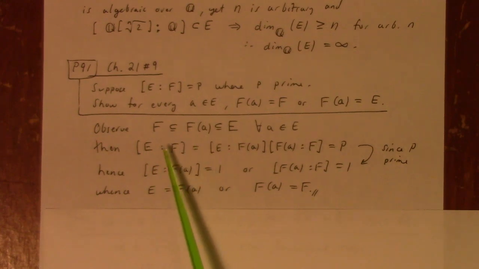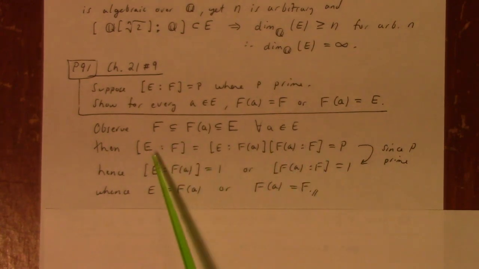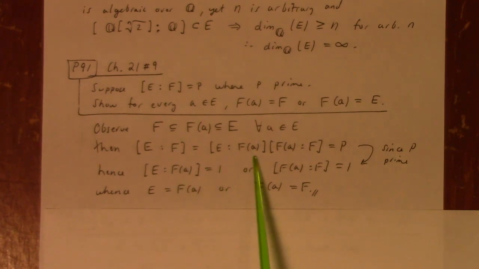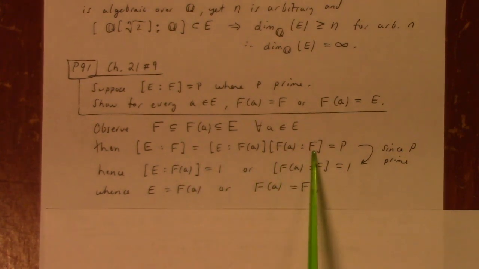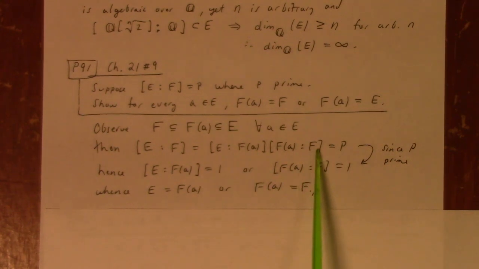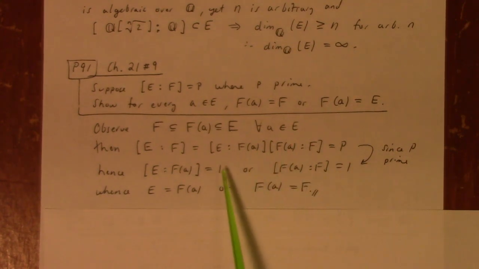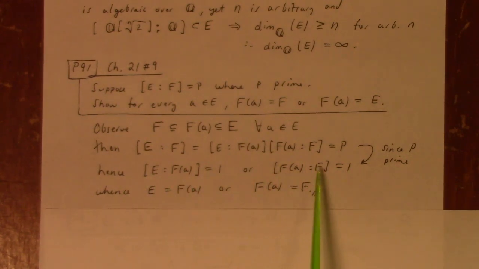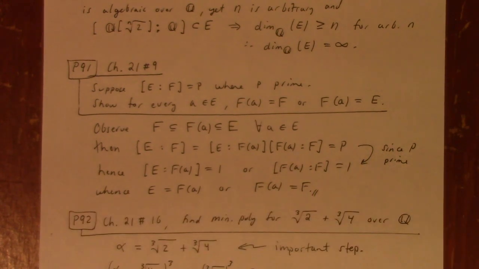And we have, by the intermediate field counting formula, the degree of E over F is the degree of E over F(a) times the degree of F(a) over F. So we're factoring a prime. If we're factoring a prime, well, that means that either that or that is 1. If this is 1, that means E is equal to F(a). If this is 1, it means F(a) is equal to F. There you go. It's not bad at all.